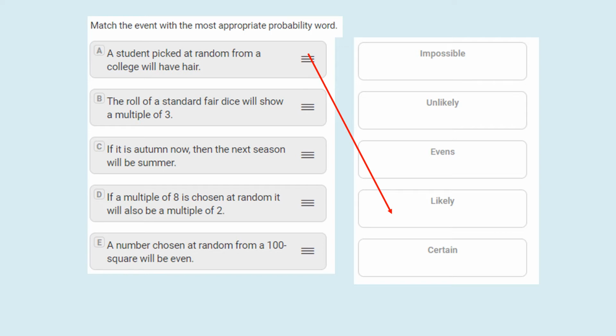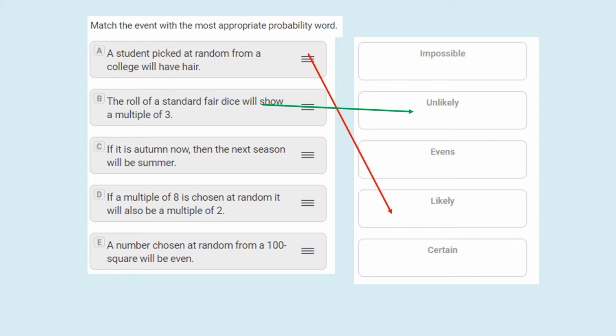The roll of a standard fair dice will show a multiple of 3. That's B. Well, a standard dice with 6 sides will have the numbers 1, 2, 3, 4, 5, and 6. Only 3 and 6 are actually multiples of 3. So the chances of rolling one is 2 out of 6. So it's unlikely, although it is possible.